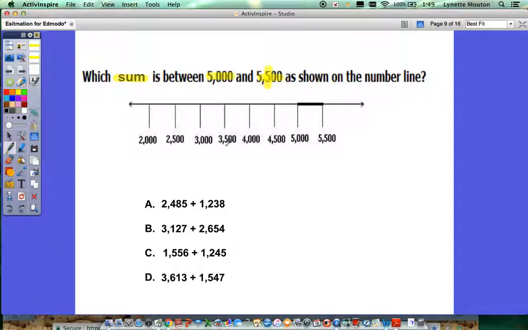So this one would become 2,500, because that 48 rounds up, plus 1,200, 3,100, and 2,700, because the 65 becomes the 70, 1,600, and 1,200, 3,600, and 1,500, 500.